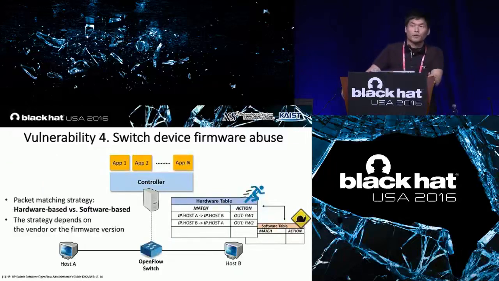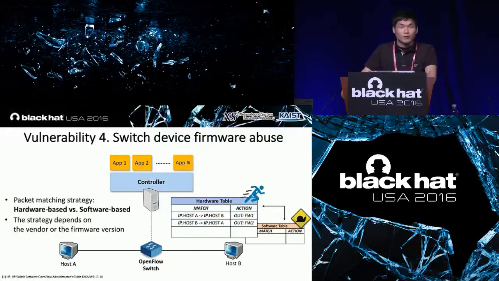Lastly, to degrade the network performance, it is possible to abuse a particular switch firmware that affects the packet matching strategy. Currently, most SDN switch devices implement both hardware-based and software-based flow tables. If a packet is matched by looking up the software table, it incurs significantly more overhead than the hardware flow table. Such packet matching strategy might vary depending on the vendor and firmware version.